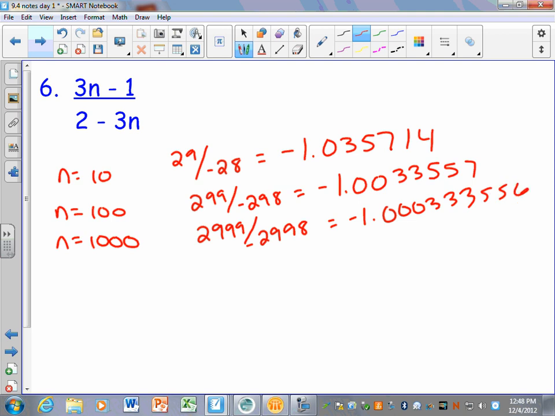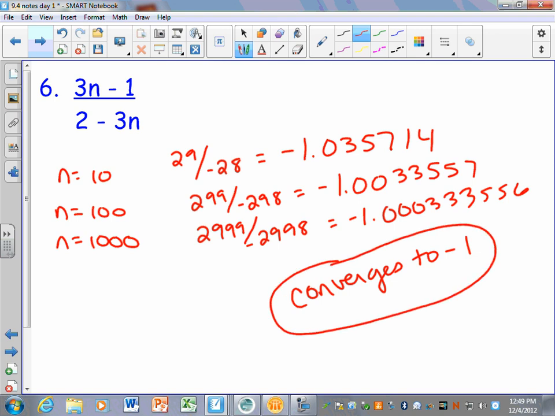Would you say this is going towards a specific number? Negative 1, right? Because from 10 to 1,000, at 10 it was pretty close to negative 1. And then all the way to 1,000, think of how many terms are in between there. It's still negative 1.000333555. Like, it's really, really close to negative 1. So we could say that this converges to negative 1. And that's how they want you to write it. Like, it's converging to negative 1.